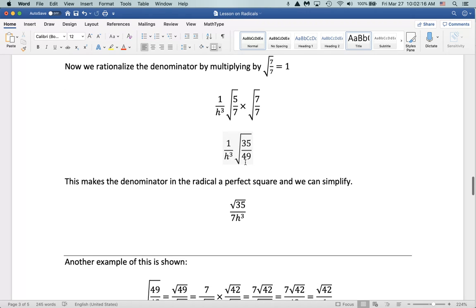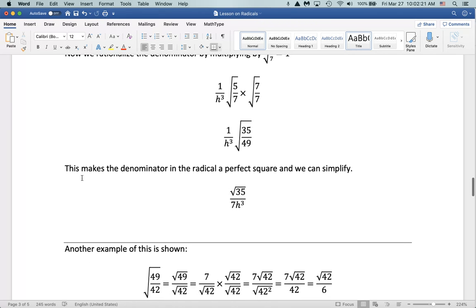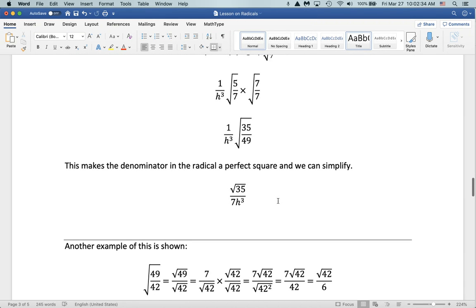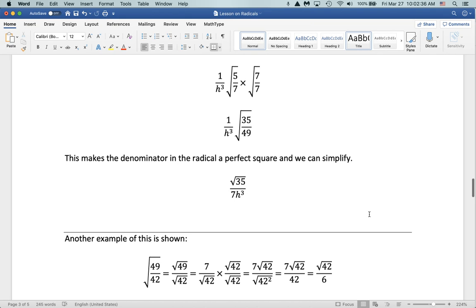But now I can square root that 49. The square root of 49 is 7. So I reduce and pull that square root of 49 out as a single 7 times this h cubed. So I get a 7h cubed on the bottom, and then that square root of 35 is left in the top, which doesn't reduce. And that is our final solution.